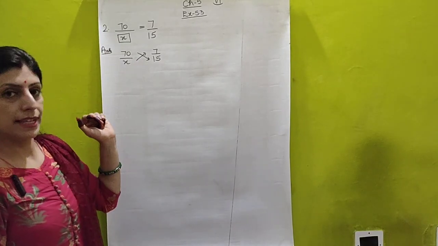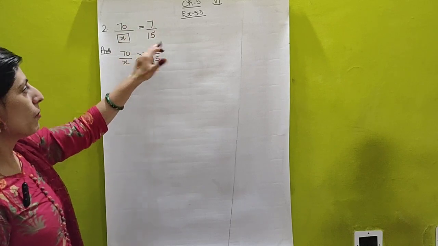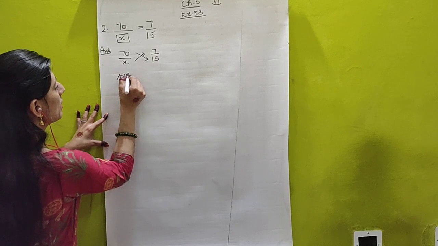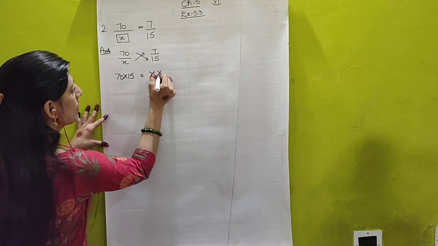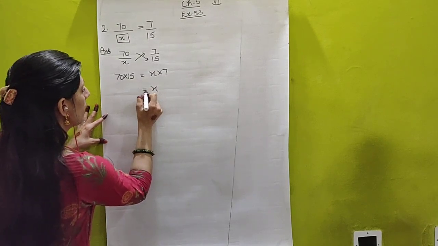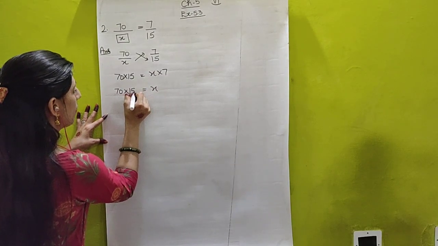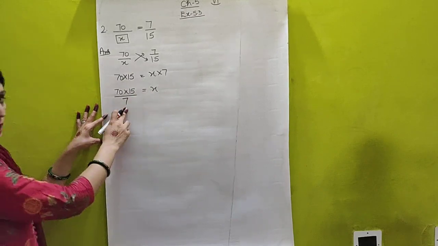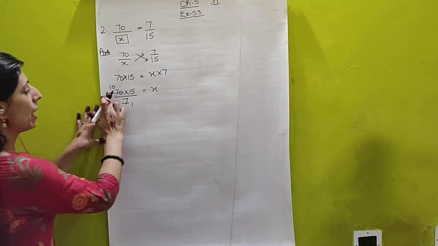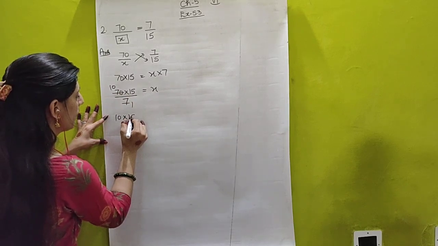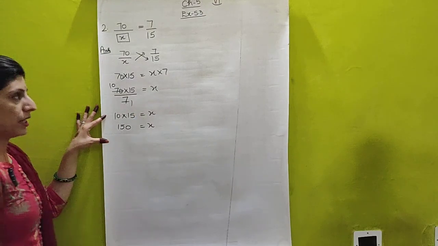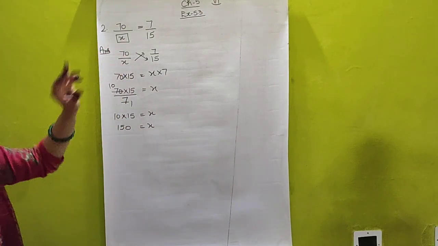Students, now part second, 70 upon x, 7 upon 15. Again I will do cross multiply. Now 70 multiply by 15 and x multiply by 7. Again same process, x will be here only. Now 70 multiply by 15 and downside this 7 will come. Now 7 ones are 7 and 7 tens are 70. Now 10 multiply by 15 is equal to x. So the value of x will be 150. So like this, students, you can find the value of x.